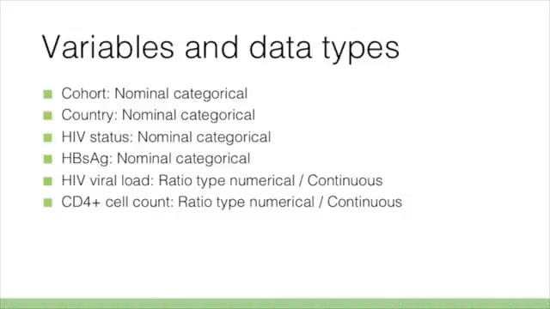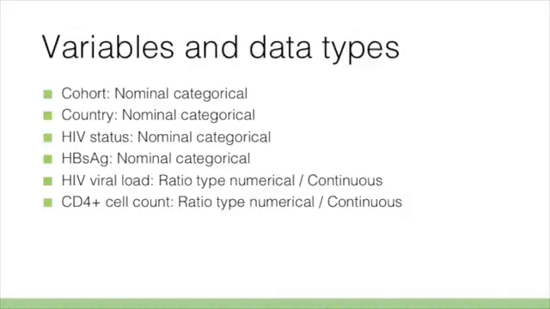Hepatitis B surface antigen. An antigen is something that sits on the surface of the virus to which the immune system will react. That is for hepatitis B. And it's either positive or negative in the patient's blood. And that positive or negative is also a nominal categorical data type.